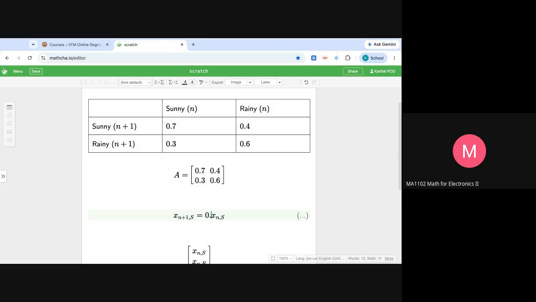So then you multiply, so that even this is one possibility. Alternatively, there's a possibility that it is currently rainy and then it becomes sunny, right? So it is currently rainy and then with 0.4 chance it becomes sunny, right? So this is okay, right? This is the first equation.